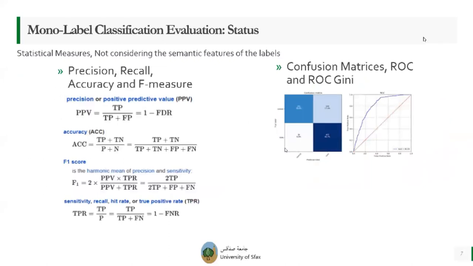When we look at the metrics used to evaluate monolabel classification algorithms, we find that most of them, if not all, are just statistical and probabilistic measures that do not consider the semantic features of the labels. We have here precision, recall, accuracy, F-measure, confusion matrices, ROC and ROC Gini, and they are all based on probabilistic statistics.